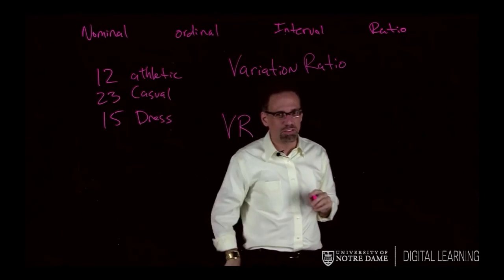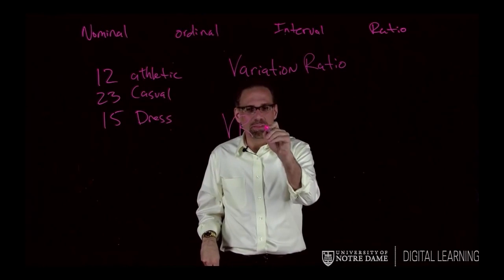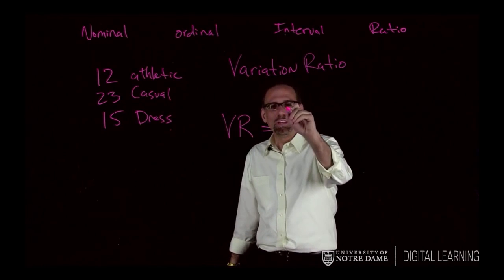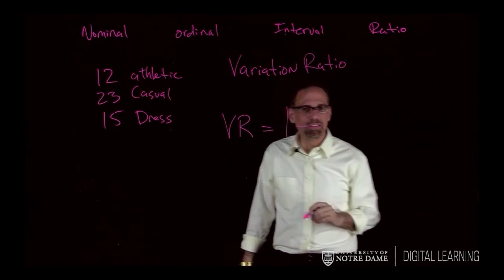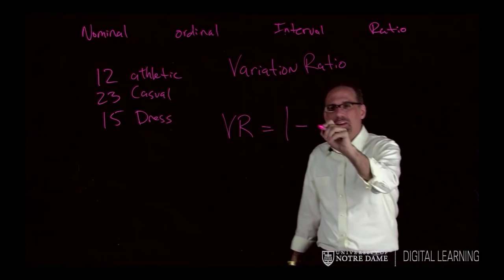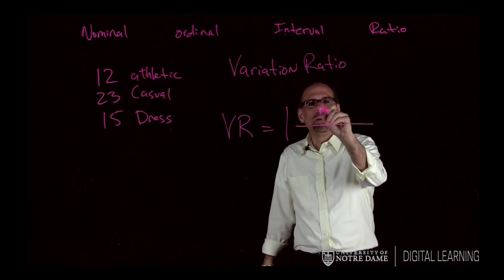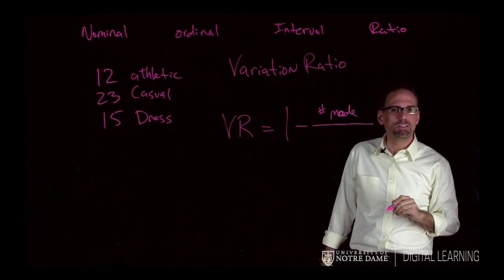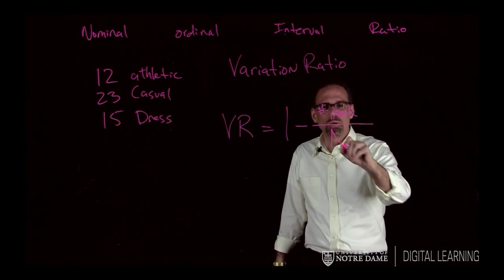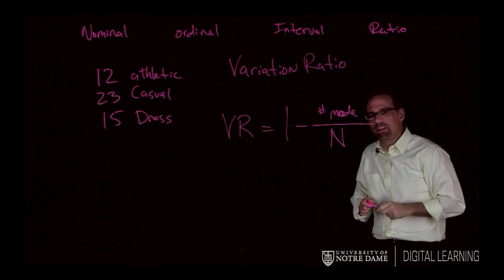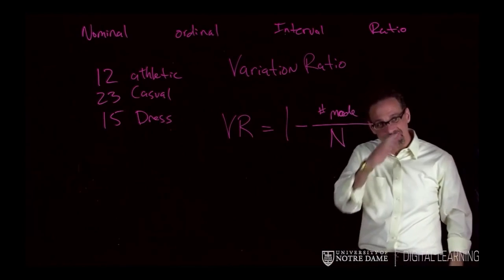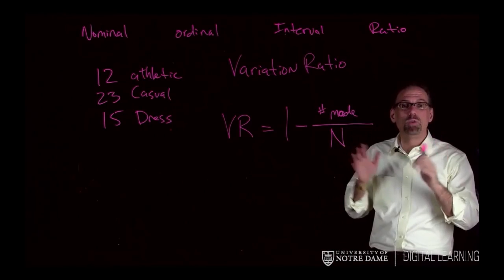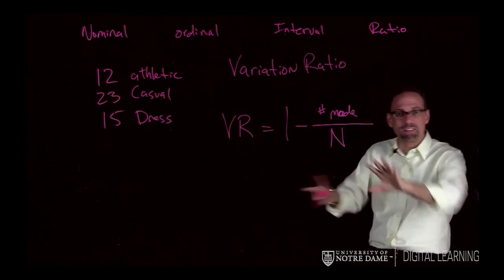Okay, so variation ratio equals something. We're going to calculate this variation ratio. How are we going to do that? Well, it's really easy. It's 1 minus the number of cases in the mode, divided by the total number of cases. You remember we used n to talk about the total number of cases, and the mode was the category that had the most in it. All right, so that's what we're going to do. That's it. That's a whole formula.